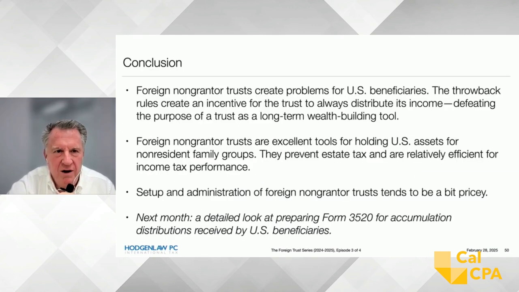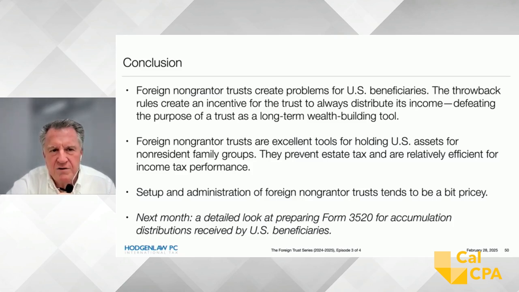Well, let's wrap it up. So foreign non-grantor trusts, I'm dim on them for when you have U.S. beneficiaries. They create a lot of problems. I haven't even mentioned the profound penalty problem of missing a Form 3520, which is just a mess. 35% of the amount of distribution is the penalty. The throwback rules themselves create an economic incentive to not use this. It creates a high tax rate for the U.S. beneficiary.